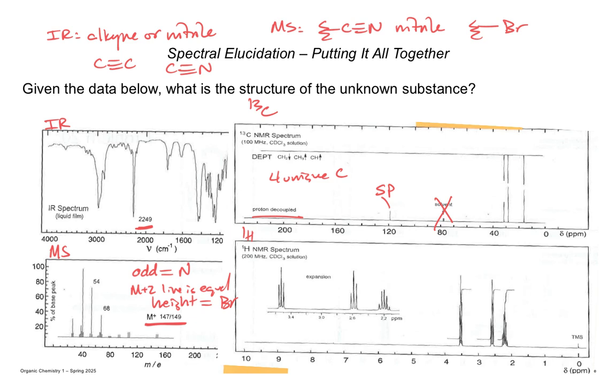Then we have this cluster of 3. We look above to the DEPT. And remember, the DEPT is telling you how many attached hydrogens there are based on phasing. Positively phased signals are on top. Negatively phased are on bottom. So if they're on top, they have an odd number of hydrogens attached, 1 or 3. If they're on bottom, they're even, so 2. So you have 3 negatively phased signals. That's telling you they're all CH2 groups.